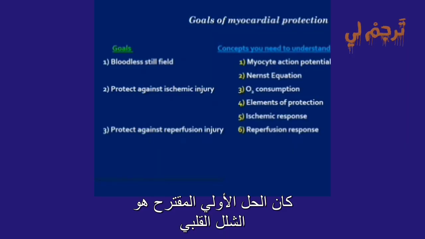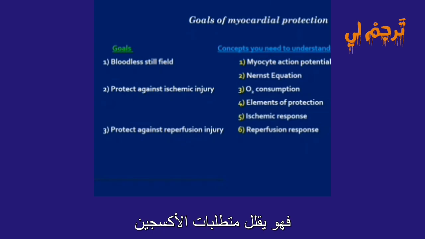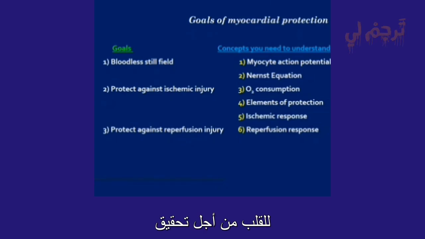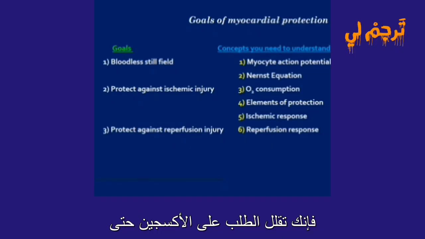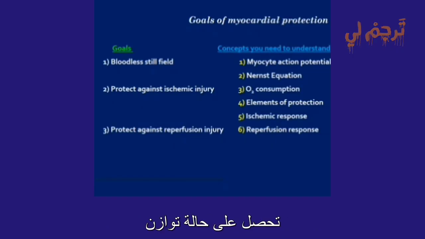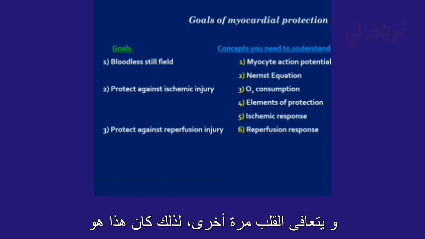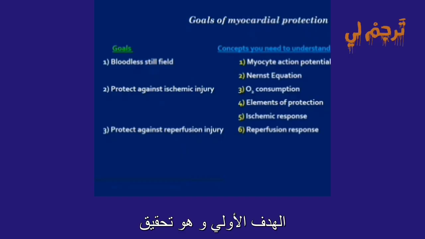cardioplegia, that is, reducing the oxygen requirement of the heart in order to achieve an equilibrium state at which, yes, you are reducing oxygen supply, but on the other hand, you're reducing oxygen demand, so you reach an equilibrium state, which is reversible. At the end of the operation, you can reverse that and the heart recovers again. So this was the initial aim, that is achieving a bloodless still field.